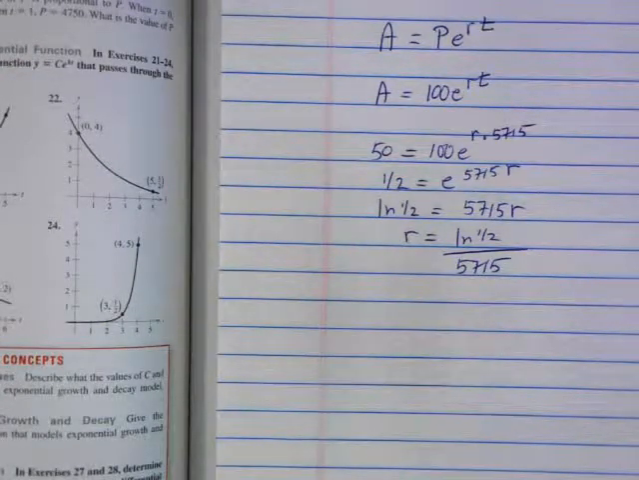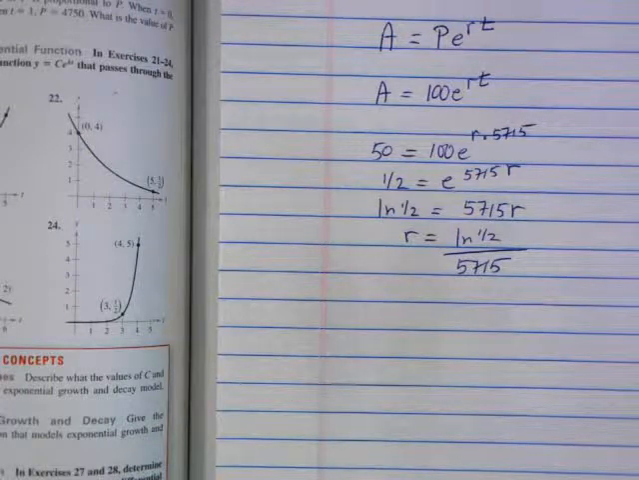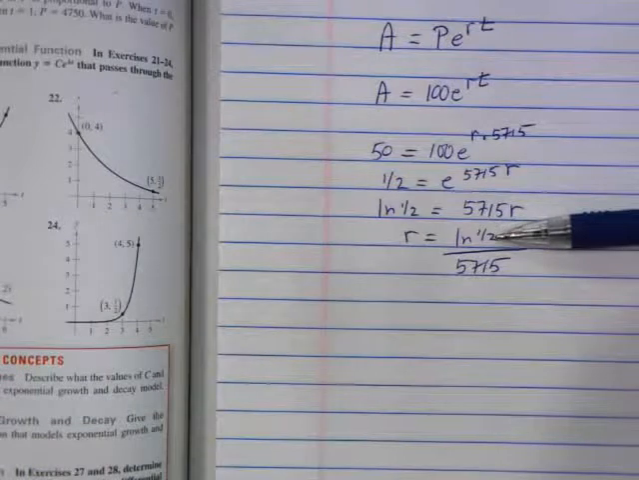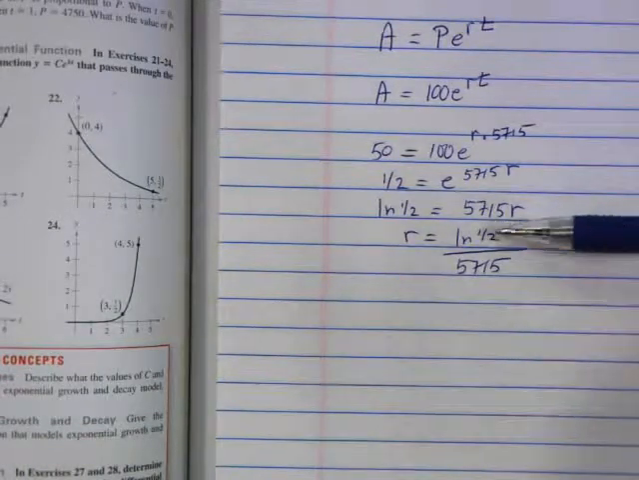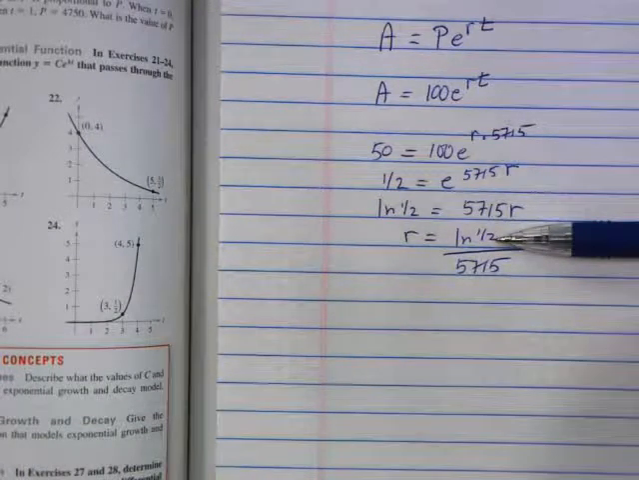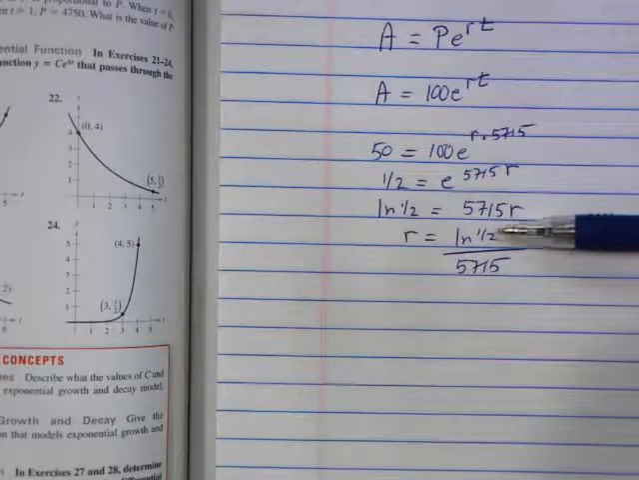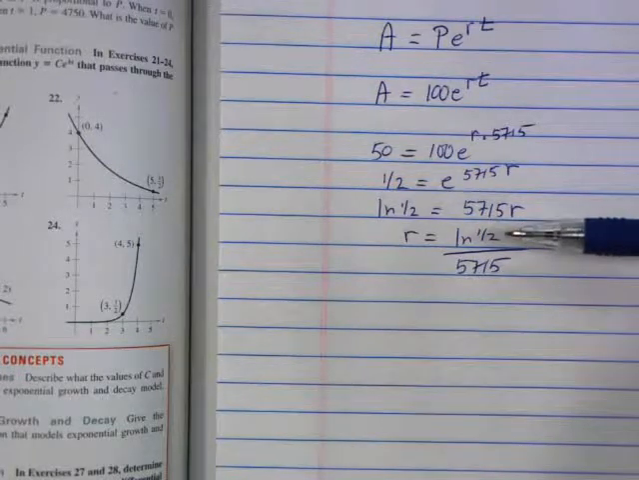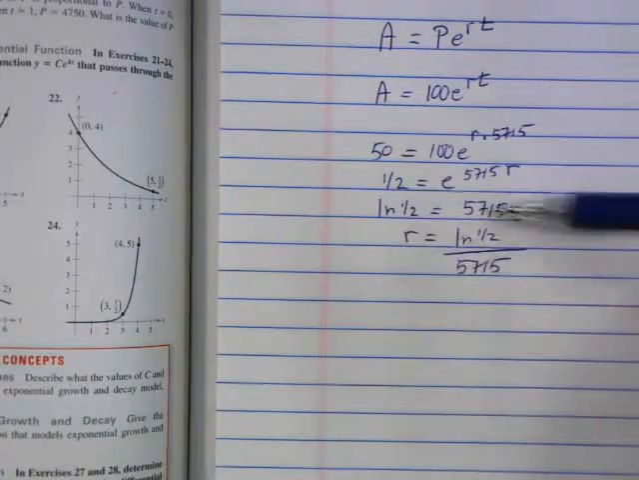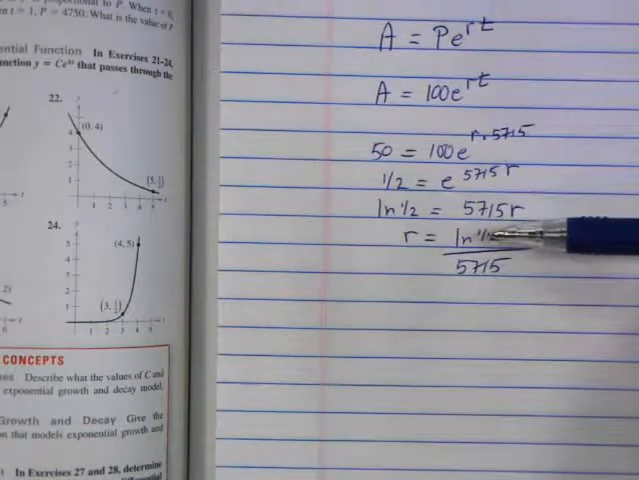We said R was supposed to be a negative number because we had decay. Is that a negative number? Doesn't look negative. I don't see any minus signs. But ln of 1/2 turns out to be negative. Remember, ln is negative for any positive number between 0 and 1, and positive for numbers bigger than 1. So this really is a negative number. It's just kind of a little bit hidden. It doesn't look it.